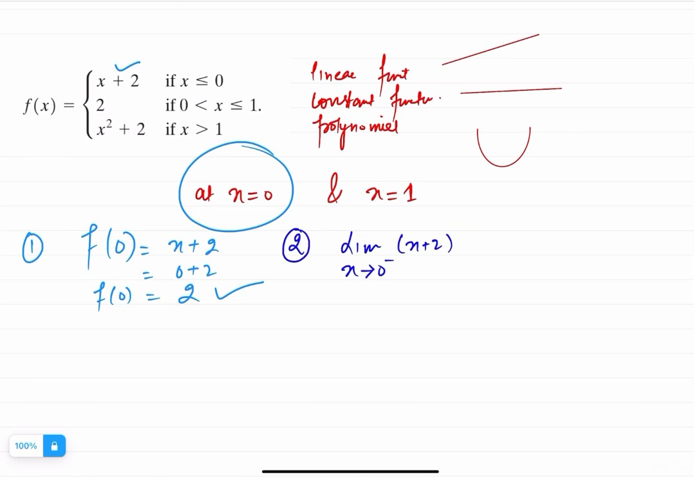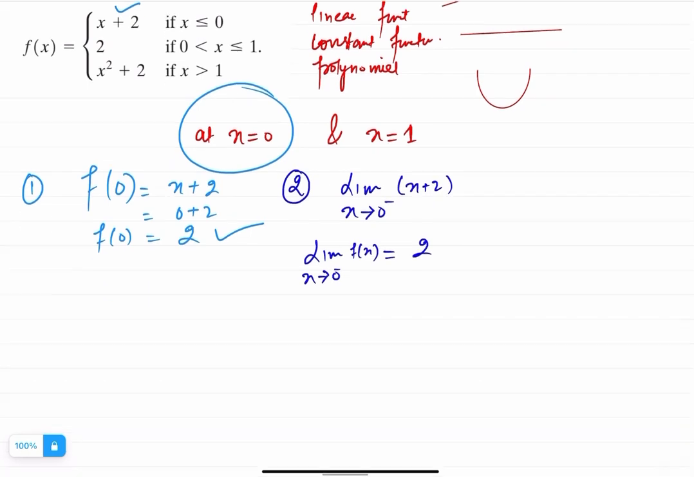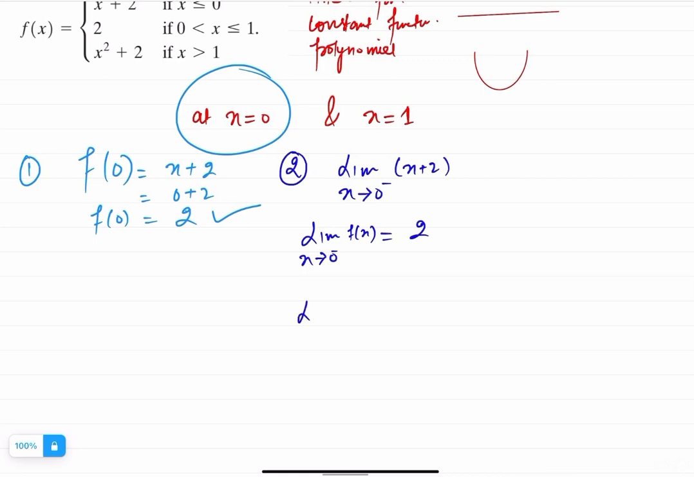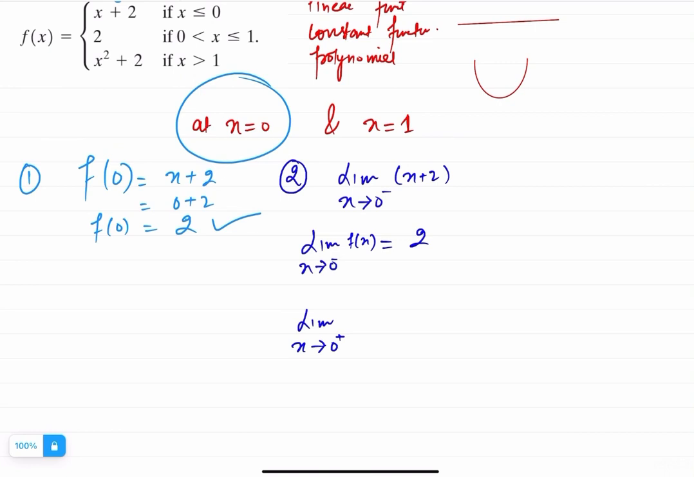And if we put the value of x equal to 0, we are getting a limit of 2. That means the limit for x approaching 0 for the function f(x), we are getting 2. Now we will have to check the limit x approaching 0 from the positive side. From the positive side, we will take the piece that is greater than 0. We know the second piece is greater than 0.